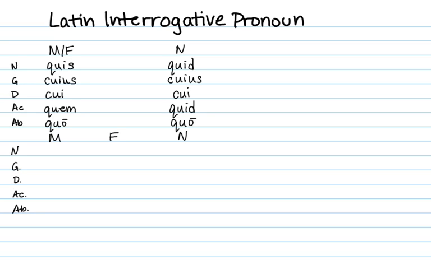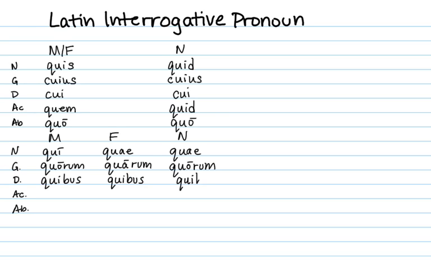In the plural, there are actually different forms for the masculine and the feminine, but the good news is they're exactly the same forms that you already learned for the relative pronoun. So, qui, quae, quae, quorum, quarum, quorum, quibus, quibus, quibus, quos, quas, quae.